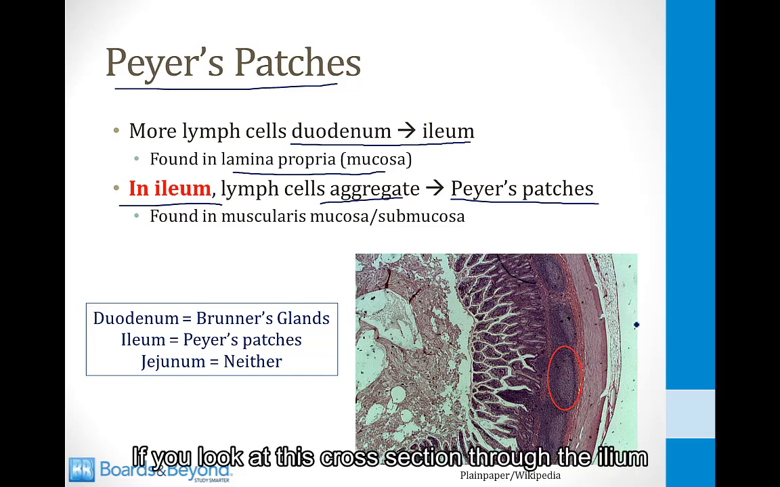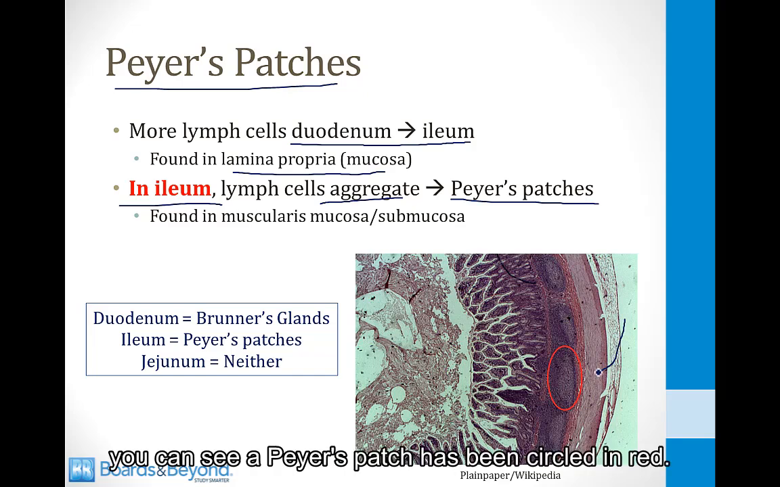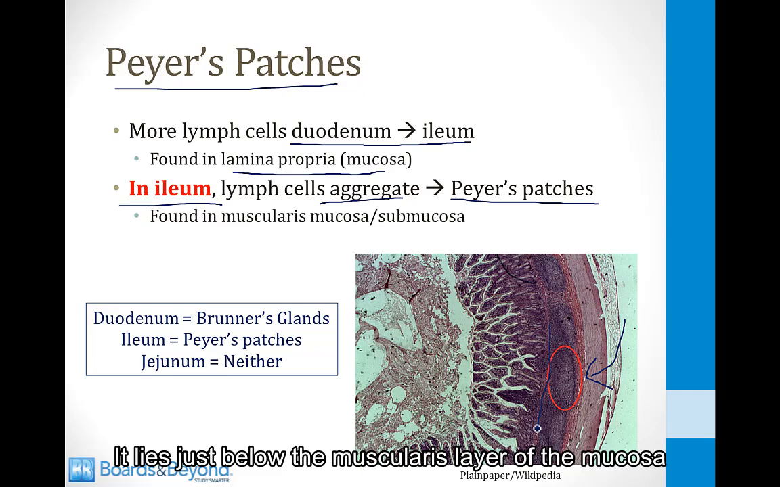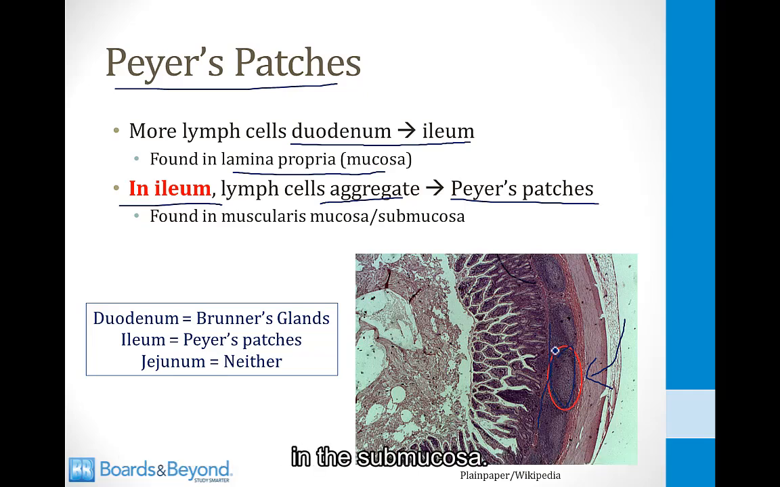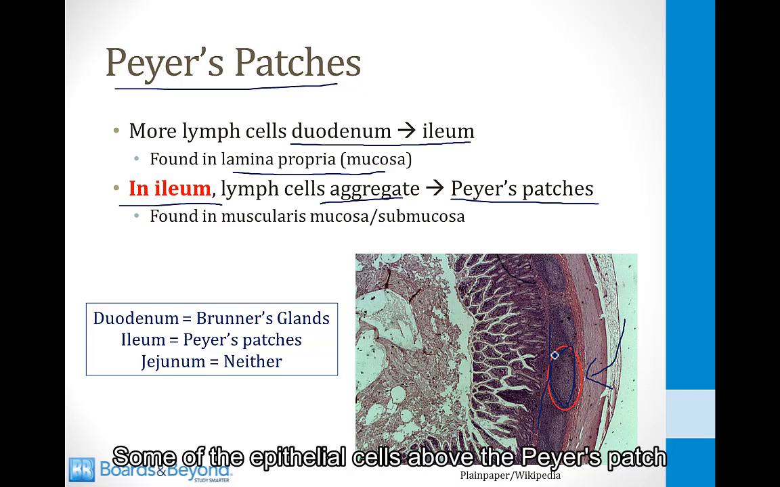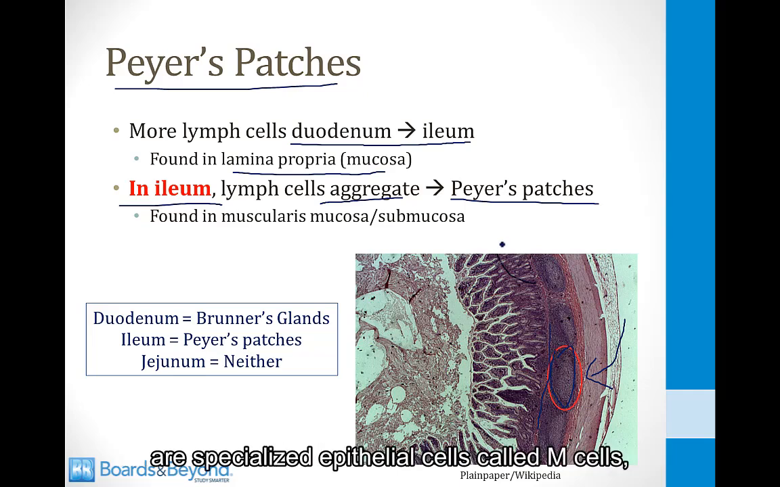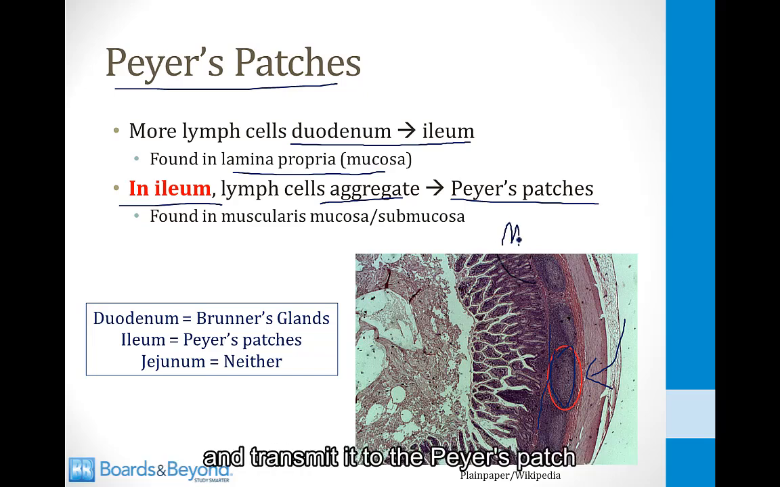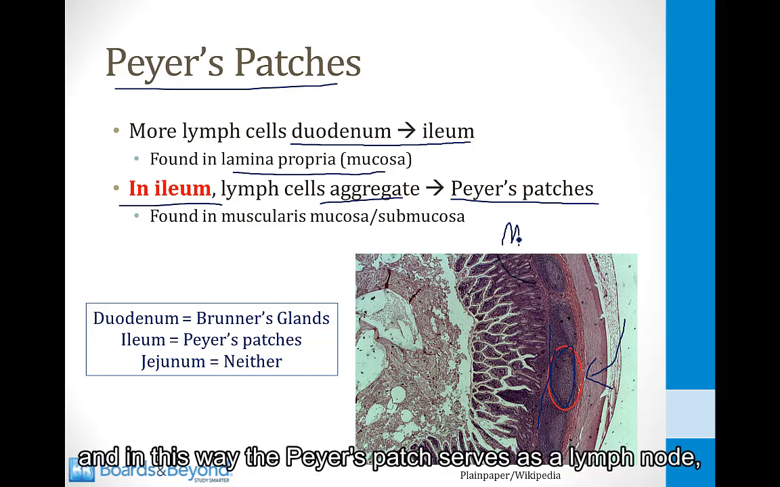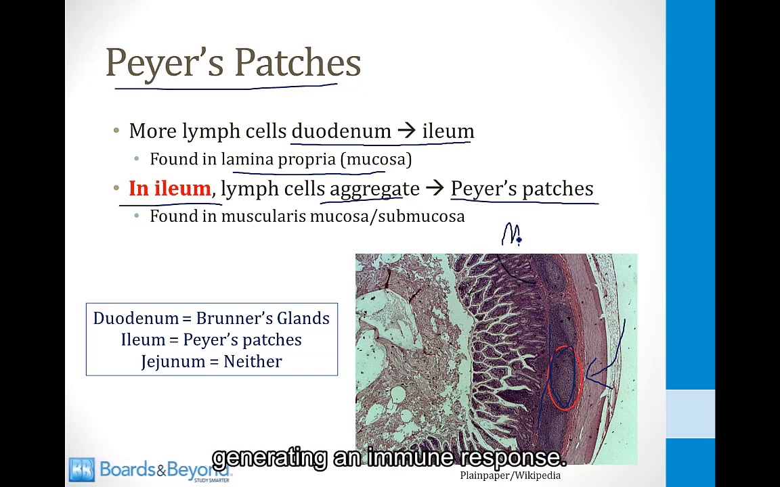If you look at this cross-section through the ileum on the screen here, you can see a Peyer's patch has been circled in red. It lies just below the muscularis layer of the mucosa in the submucosa. Some of the epithelial cells above the Peyer's patch are specialized epithelial cells called M cells, which can collect antigen and transmit it to the Peyer's patch so that it can be processed. And in this way, the Peyer's patch serves as a lymph node, generating an immune response.